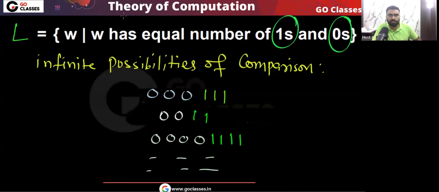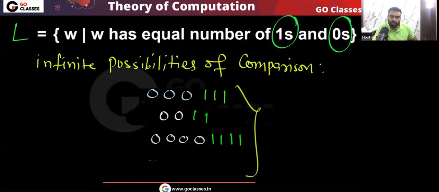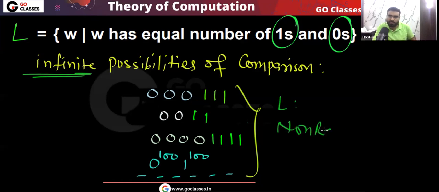So these are the infinite possibilities that I can create. Do you agree with me? If I have three 0s, then three 1s; two 0s, two 1s; four 0s, four 1s; 100 0s, 100 1s. Yes or no? I can create this type of situation also. 1000 zeros, 1000 ones. One crore zeros, one crore ones. So these are the infinite possibilities I can create. Because I can create these infinite possibilities of comparison, that is the reason this language is non-regular. Is this clear?